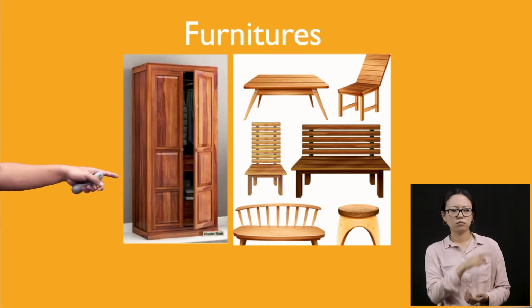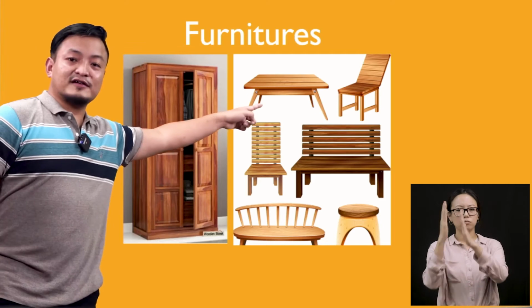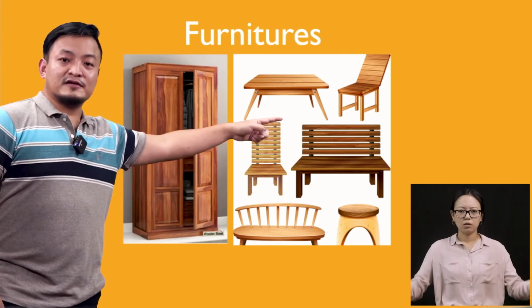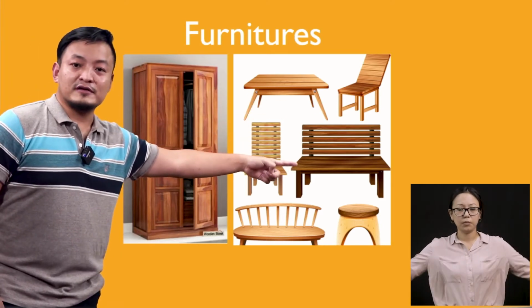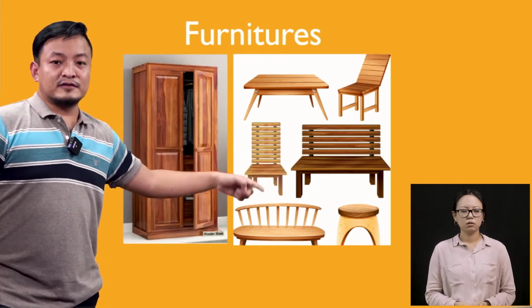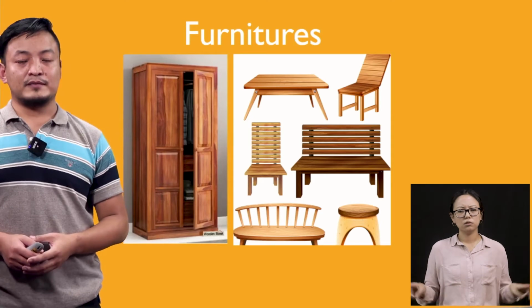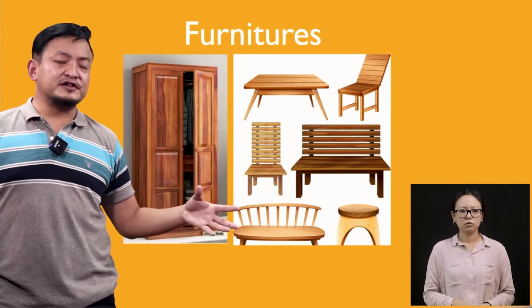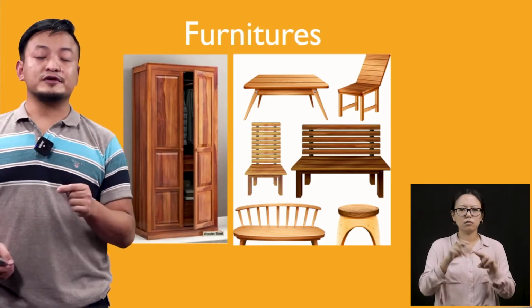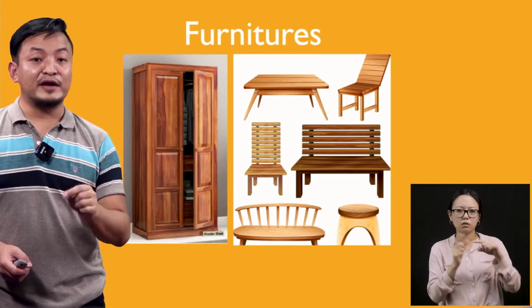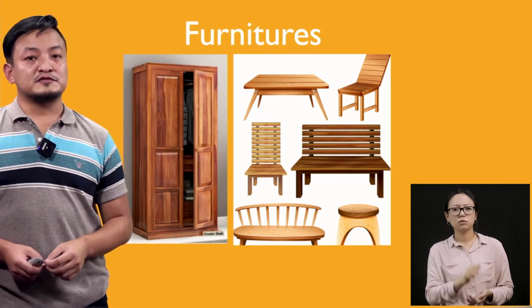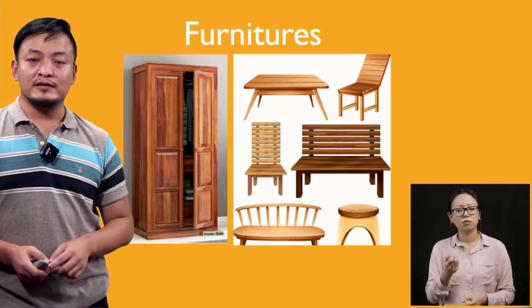Now we can see a table there, a chair, right? A bigger chair, right? A smaller table. So these are all furniture. Now, what do you think these furniture are? Are these natural things or are these man-made? So these are all man-made.